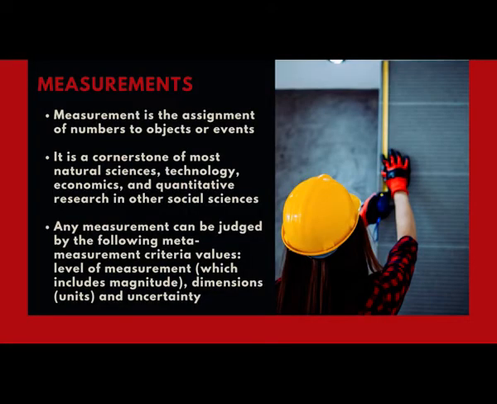Let's start with the basic concept known as measurement. Measurement is the assignment of numbers to objects or events. For example, we measure length in centimeters, millimeters, meters, or kilometers. We measure weight of an object in kilograms or pounds, or we measure the temperature in degrees centigrade or in Fahrenheit. Measurement is a cornerstone of most natural sciences, technology, economics, and quantitative research in other social sciences. Any measurement can be judged by the following meta measurement criteria values: level of measurements, which include magnitude, dimensions, and uncertainty.